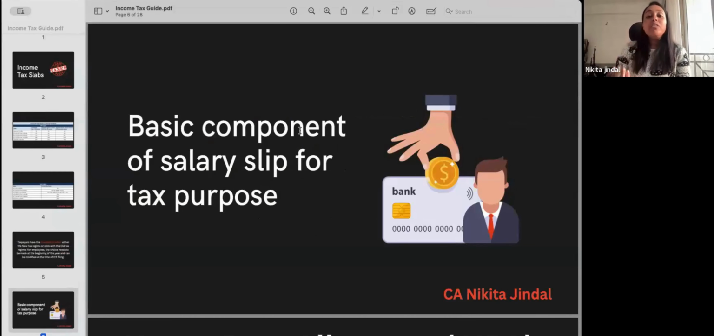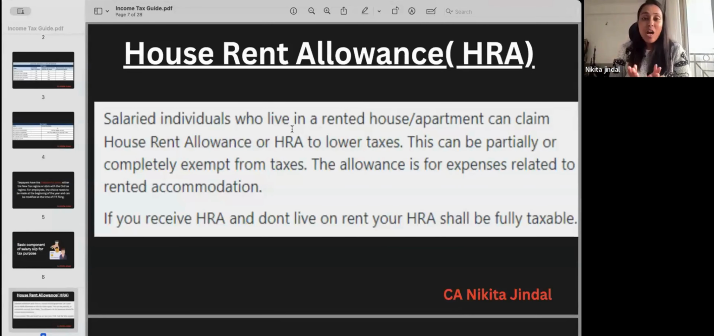Now let's start to understand the basic components of the salary for tax purposes. Number 1 is HRA. You all have received HRA under your salary component. I believe this is offered by each and every organization. If you are living in a rented house, you can claim HRA. But if you do not live in a rented house, you cannot claim HRA.